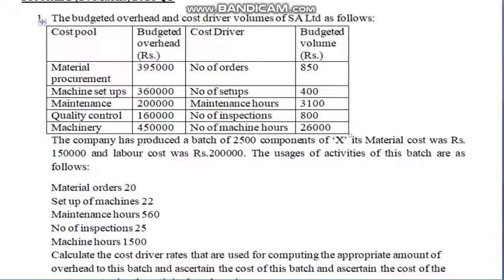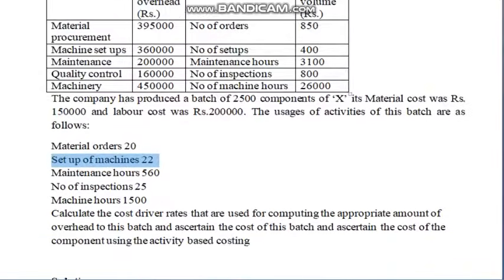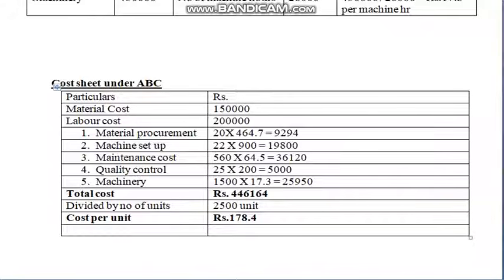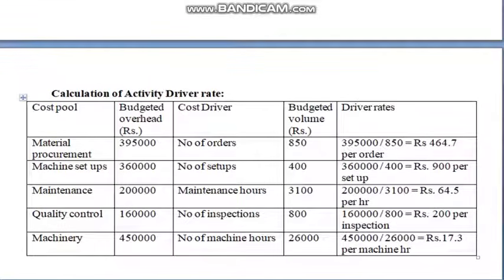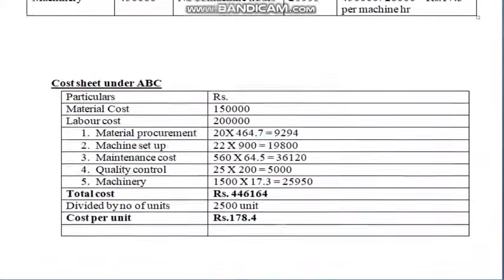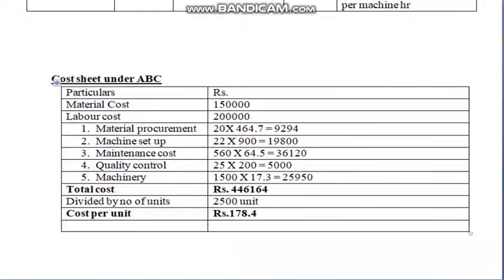The next activity is machine setup. Machine setup is based on number of setups, and here the total number of setups is 22. So 22 multiplied by the cost per setup, which is 900 rupees. So you will get 19,800 rupees.